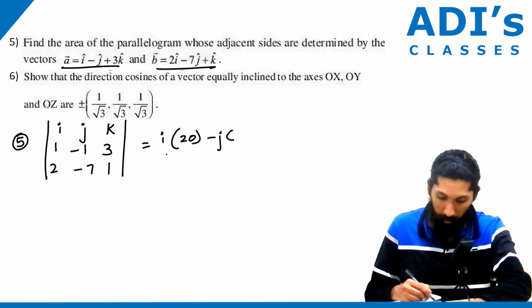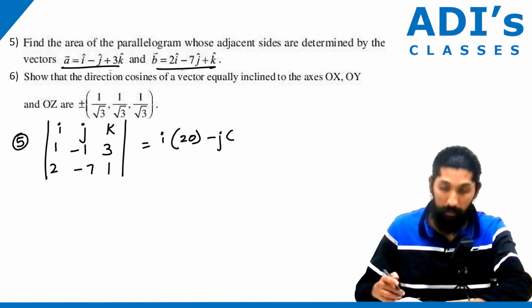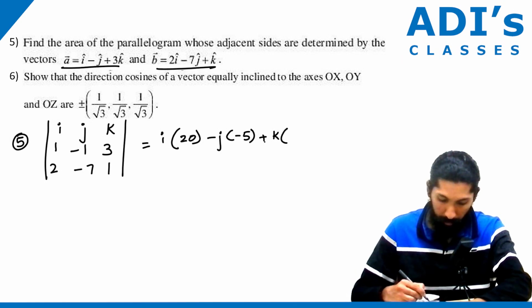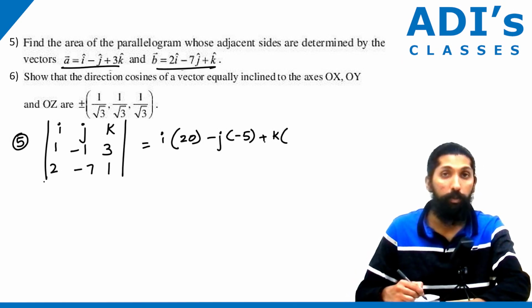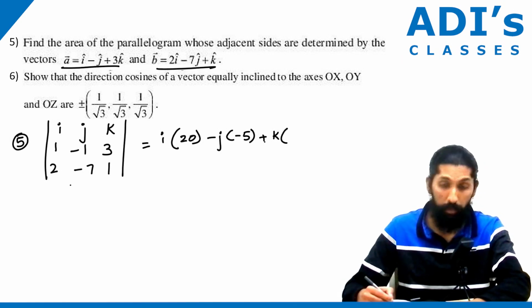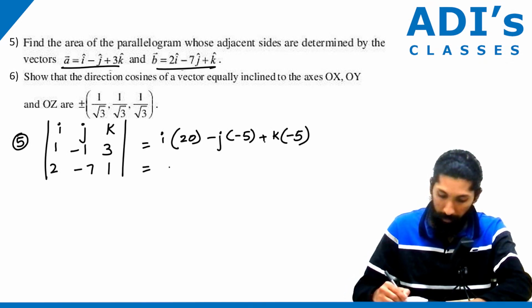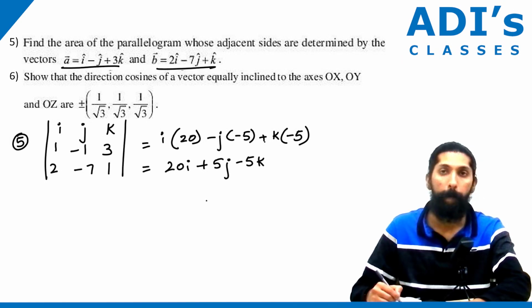Minus j into 1 minus 6. 1 minus 6 is minus 5. Plus k into minus 7 plus 2. Minus 7 plus 2 gives us minus 5. We got 20i plus 5j minus 5k.